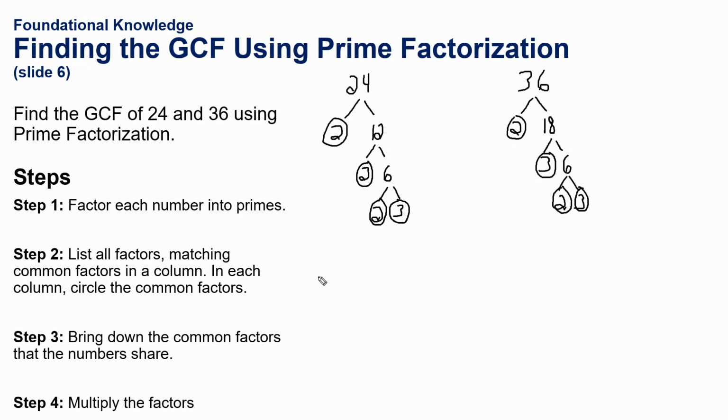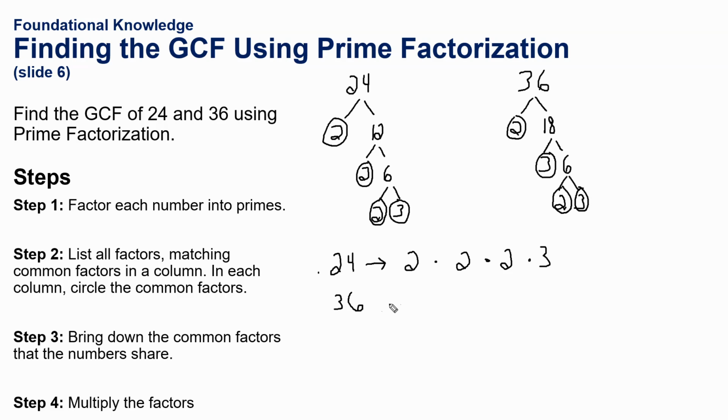So what we're going to do now is step 2, list all the factors, matching common factors in a column. In each column, circle the common factors. So if I had 24, and I listed this in a column, let's start with the smallest ones and go bigger. So we have 2 times 2 times 2 times 3. Okay, so these are the prime factors of 24.